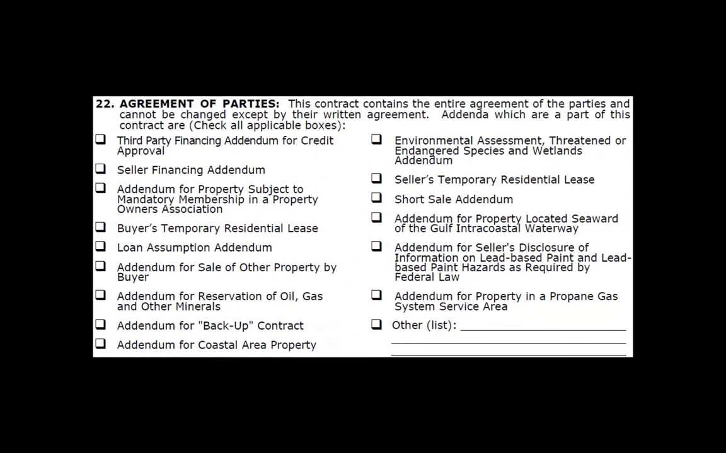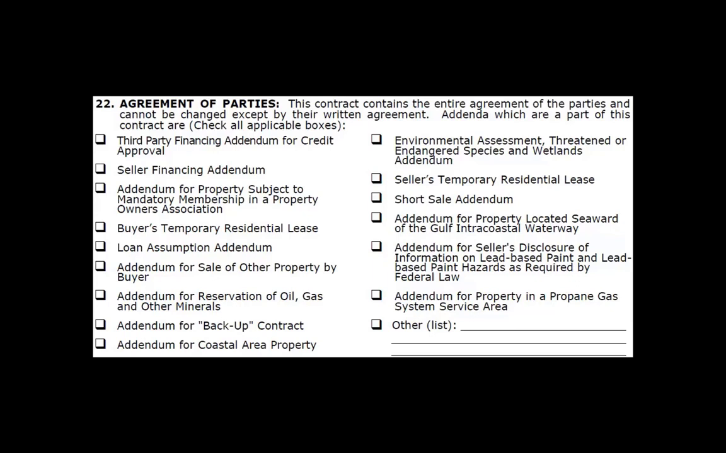Paragraph 22, agreements of parties. Some agents actually start filling out their contract by turning directly to this section first and marking off all the boxes. That way they just don't forget, and it's just kind of a reminder to help jog their memory of possibly an additional addendum that needs to be included that they weren't considering before. So that's a pretty good idea.